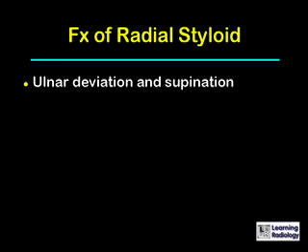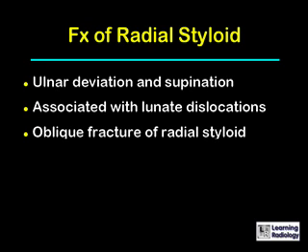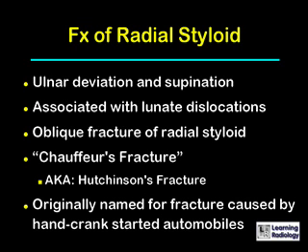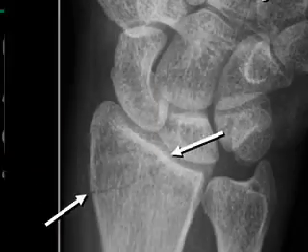A fracture of the radial styloid occurs because of ulnar deviation and supination. It's associated with lunate dislocations on occasion. It is an oblique fracture of the radial styloid, and it is called a chauffeur's fracture, also known as a Hutchinson's fracture. It's originally named for the fracture which was caused by the hand crank, which was used to start very old automobiles, on the front of the automobile, snapping back and striking the distal radius.